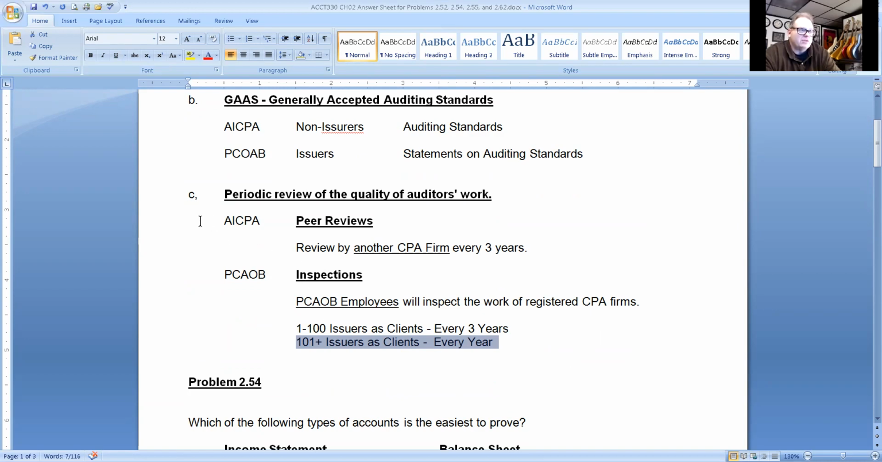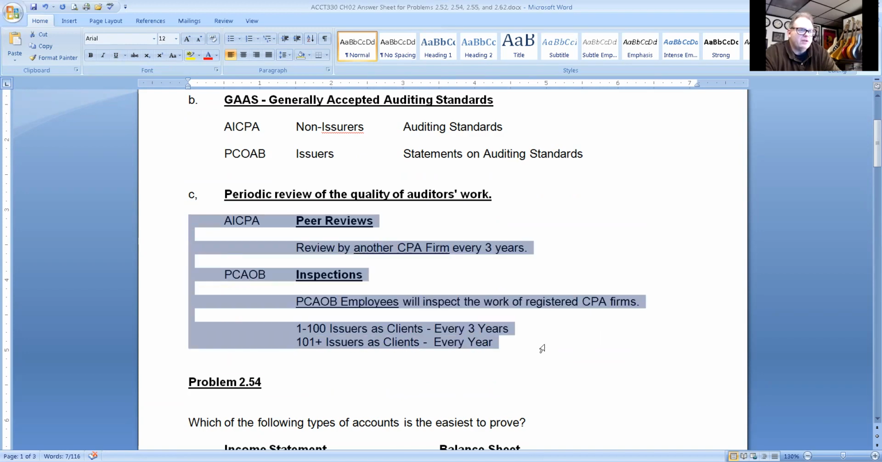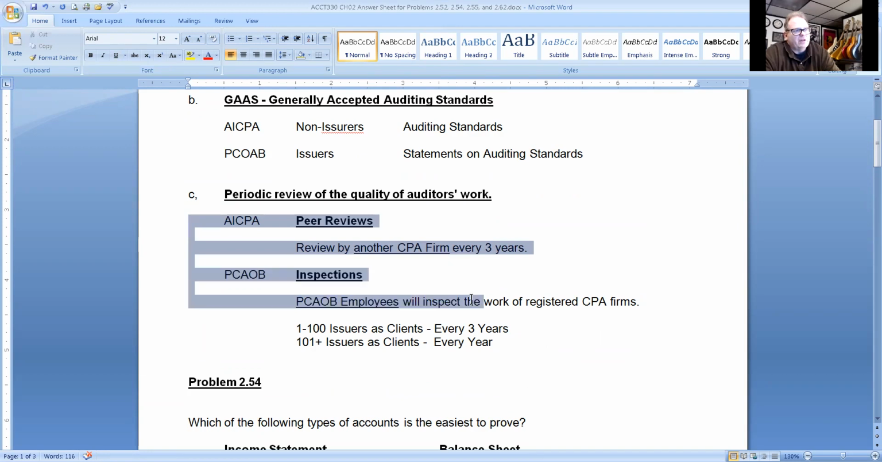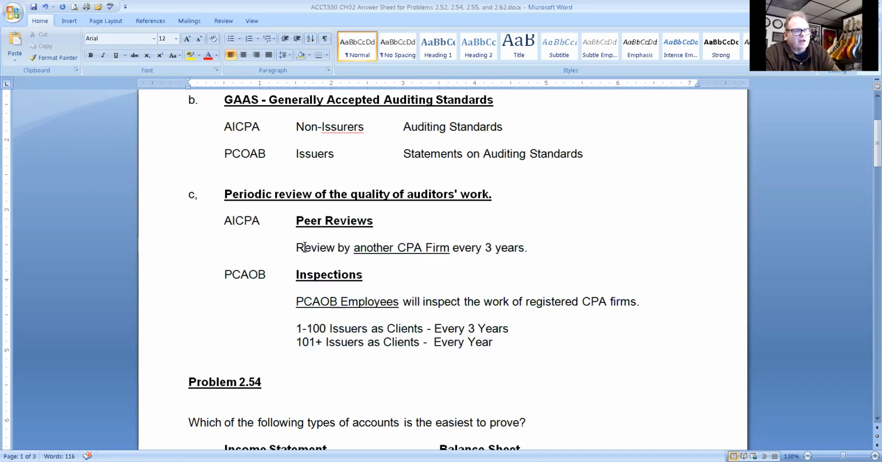Now, most of your firms, a lot of your larger firms, I should say, are going to be in both of those groups. One of the things that the PCAOB requires is that they basically become members of the professional organizations. So you may very well have both: a review by another CPA every 3 years, and also inspections either every year or every 3 years, depending on your size and the number of clients you have.